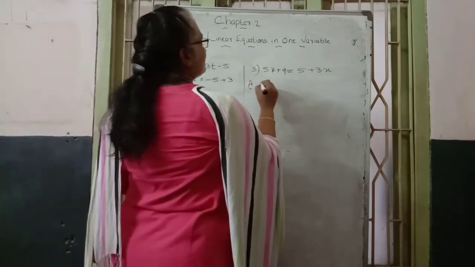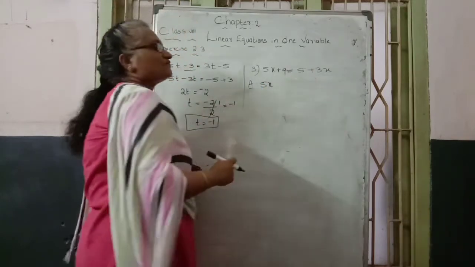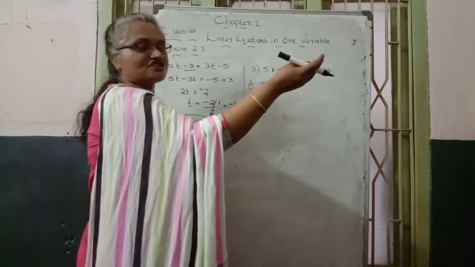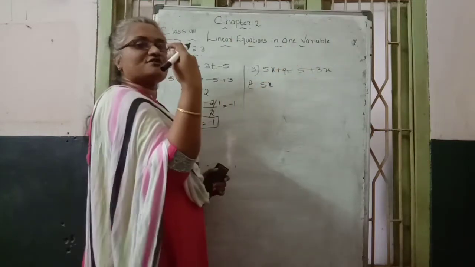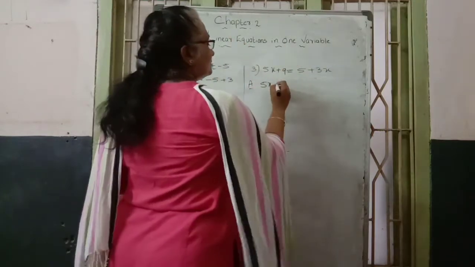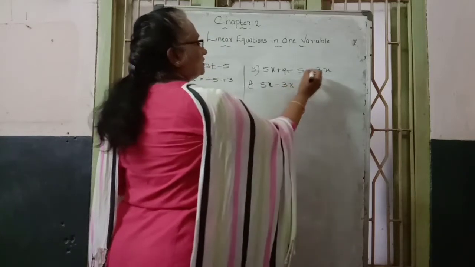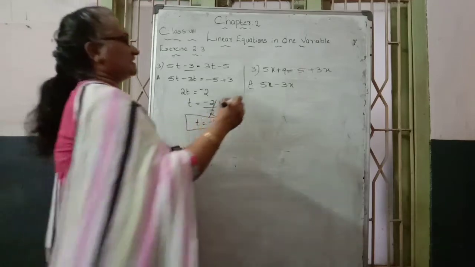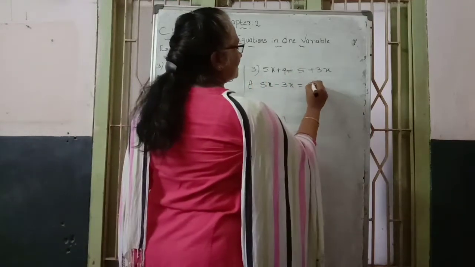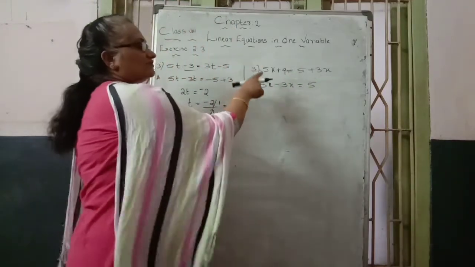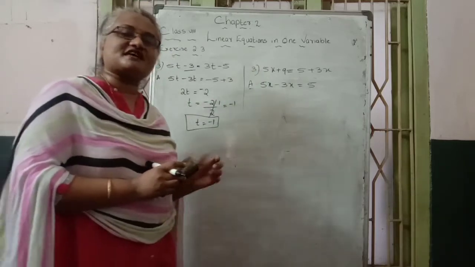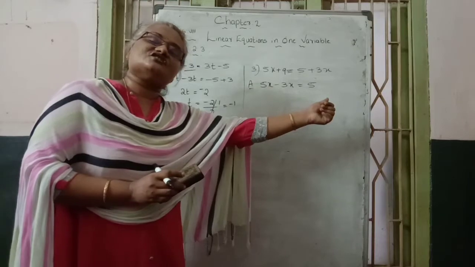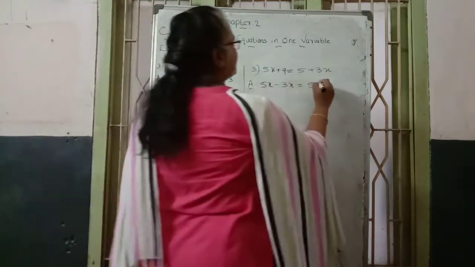Here 5x is our x term on the left, and 3x is our x term on the right, which is plus 3x. To bring it to the left side, simply change the sign: plus 3x sent to the opposite side becomes minus 3x. Equal to 5, which is already on the right side. The constant term on the left side is plus 9. Send plus 9 to the opposite side and change it to minus 9.